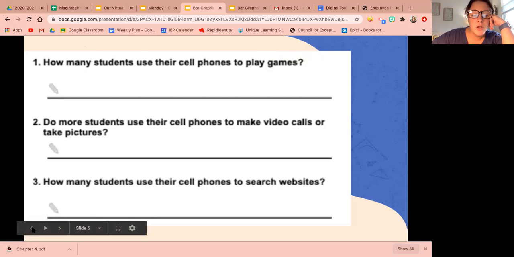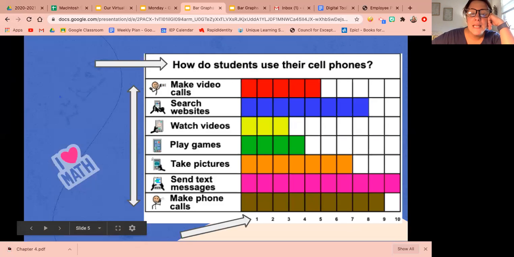All right, well, let's go back and look on our graph, which you have on the top of your sheet. We're looking at playing games. So first we need to find play games. Do you find it? Here it is. And then we need to look at how many students. Well, remember, these numbers down here are telling us how many students. So we can count, or I can look at this and look at my numbers down here and determine how many. So how many students use their cell phones to play games?